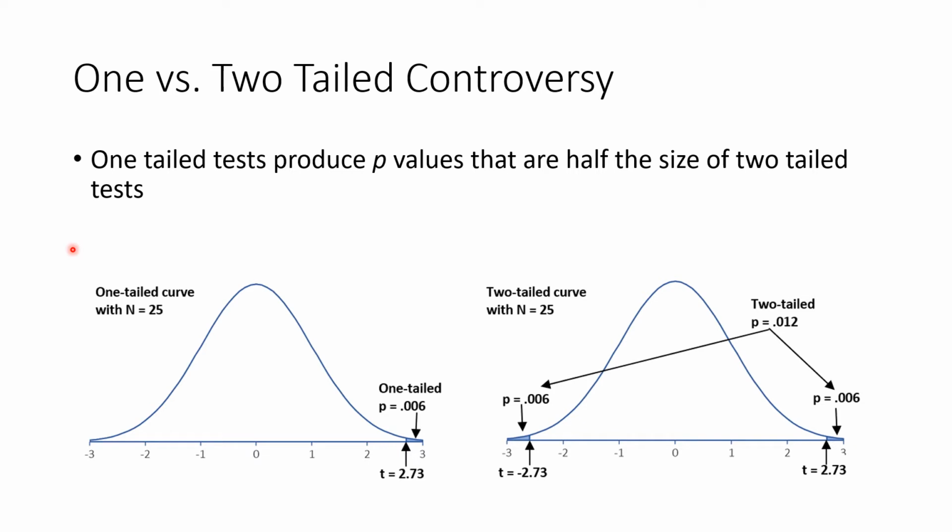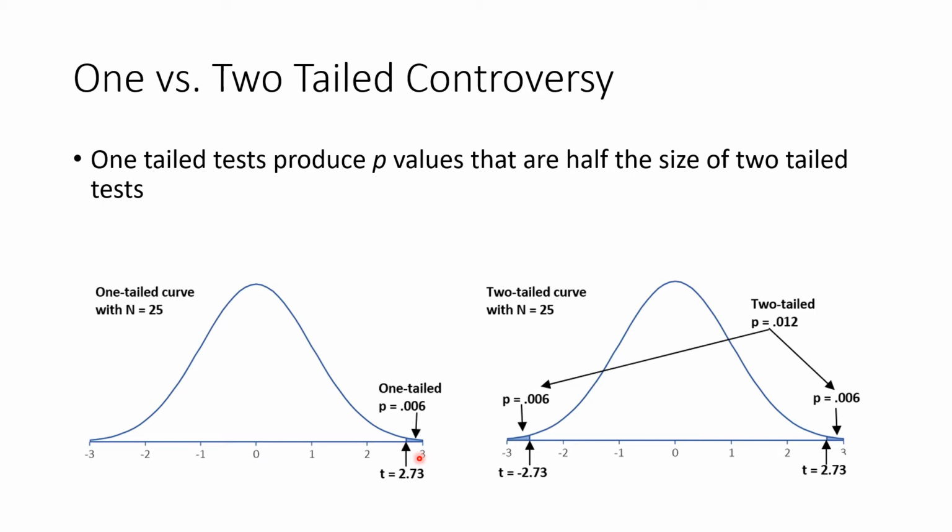So let's just say that we computed a t-value and it was 2.73. The one-tailed p-value is going to tell you the probability of getting a 2.73 t or something larger than that. And that is 0.006. That means that's only going to happen less than 1% of the time if the null is true.